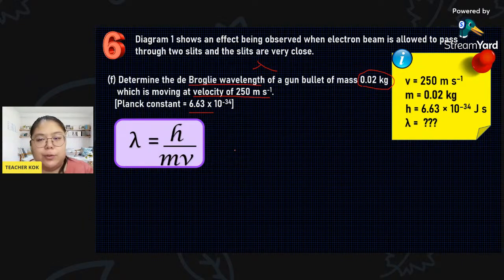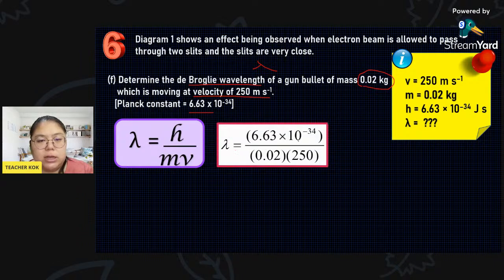We just apply it. Put in the Planck constant, then the mass is 0.02, then the velocity is 250. So for this question, you must be careful. They're talking about a bullet, they're never talking about light. So you cannot simply use the light speed of 3 times 10 to the power of 8. No, this one is another way, using the de Broglie wavelength formula.